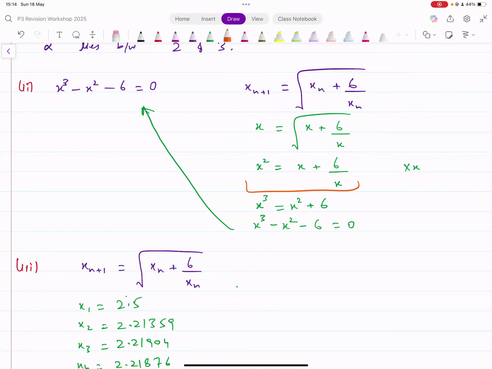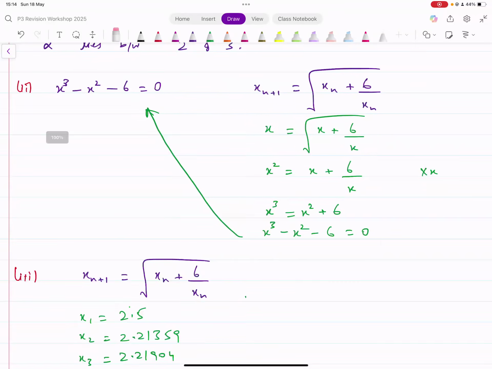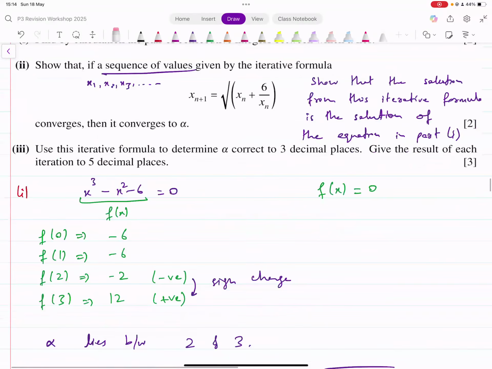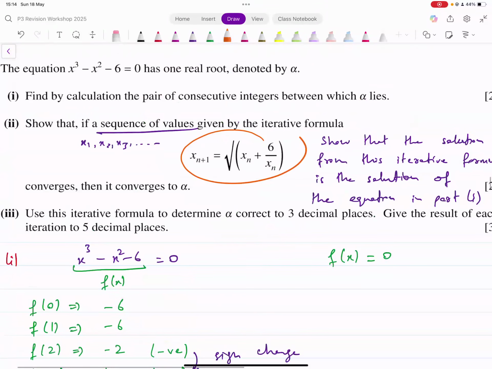You get this. Simplify that further, you get that equation, and that proves that this iterative formula is coming from this equation. If it's coming from that equation, that proves that the solution that you would get from this iterative formula will be the solution of that equation, because the iterative formula is actually coming from that equation.